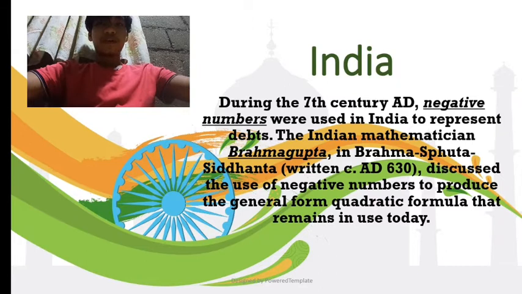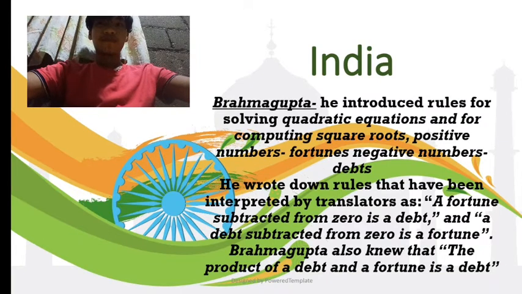During the 7th century AD, negative numbers were used in India to represent debts. The Indian mathematician Brahmagupta, in the Brahmasphutasiddhanta, discussed the use of positive and negative numbers to produce the general form of the quadratic formula that remains in use today. He introduced rules for solving quadratic equations and for computing square roots, with positive numbers as fortunes and negative numbers as debts.